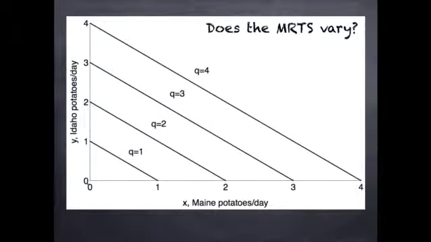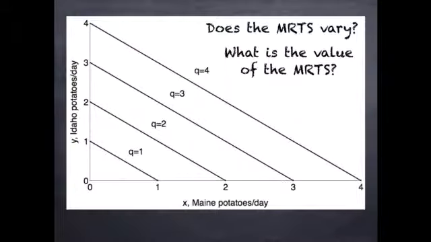So it is -2 over 2, which is equal to -1. So in this instance here, where there's perfect substitutability between them, we have a slope of the isoquant equal to -1, and that is the marginal rate of technical substitution: -1 for these isoquants.